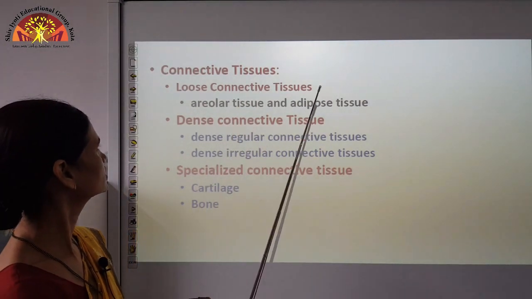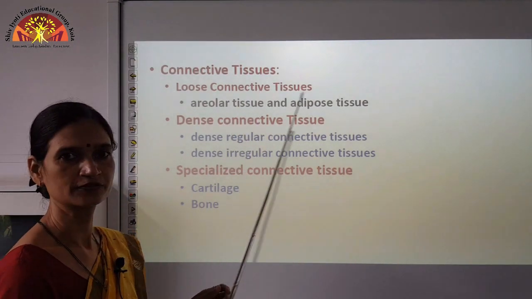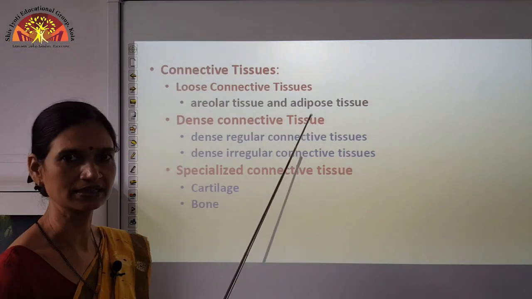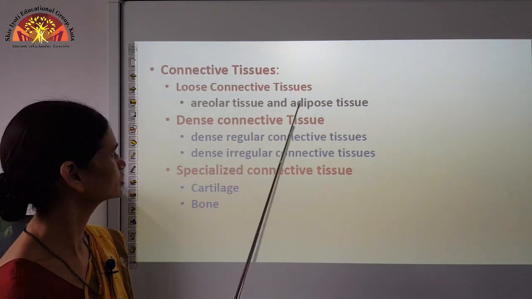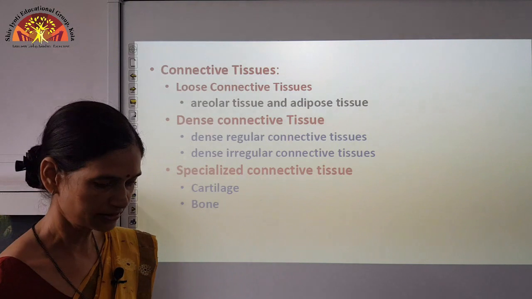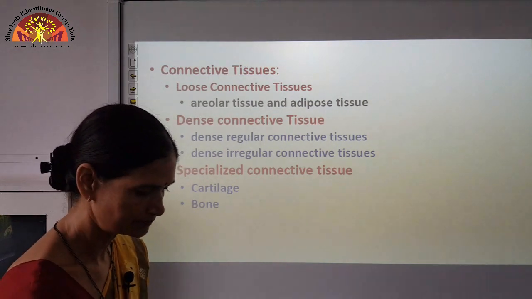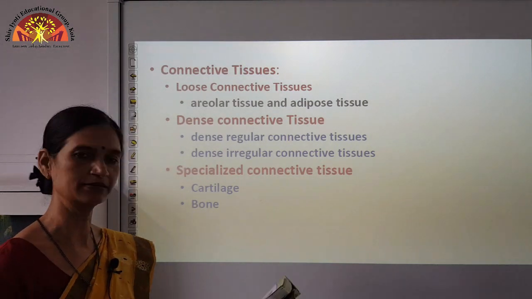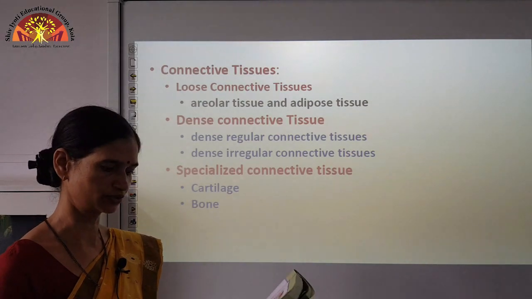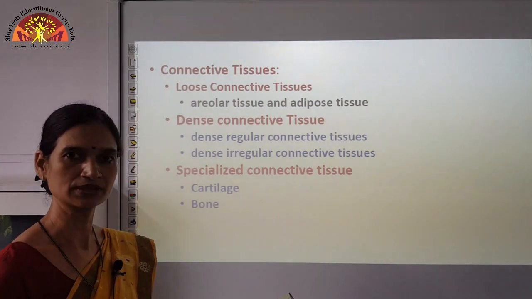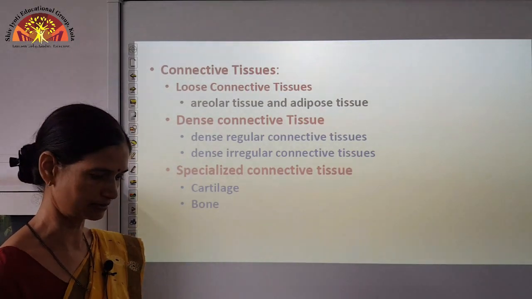The loose connective tissue again are of two kinds. There are two examples of this, that is areolar tissue and adipose tissue. You can see in your book on page number 103. 103 पर देखेंगे आप second paragraph में loose connective tissues have given, two examples are given, areolar tissue and adipose.